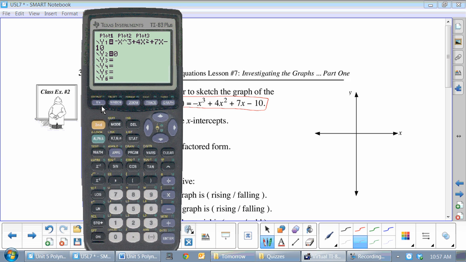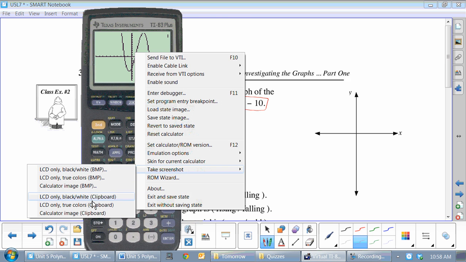4x squared plus 7x. Negative x cubed plus 4x squared. Oh, you know what's wrong? I did put it in right. I just had different window settings. Okay, now I'm not seeing my top and bottom very well. So I'll hit my window and I'm just going to do negative 20 and 20s on here. Oops. Okay, much better. Okay, so we're just going to draw that here.